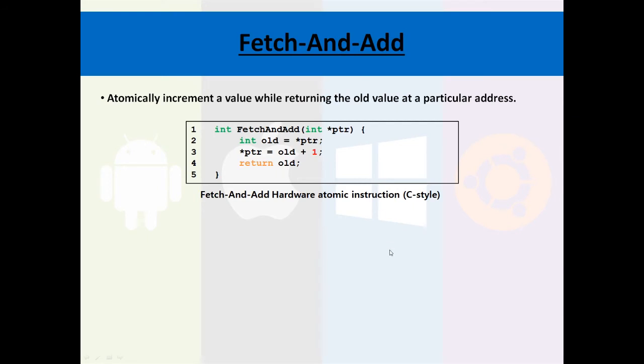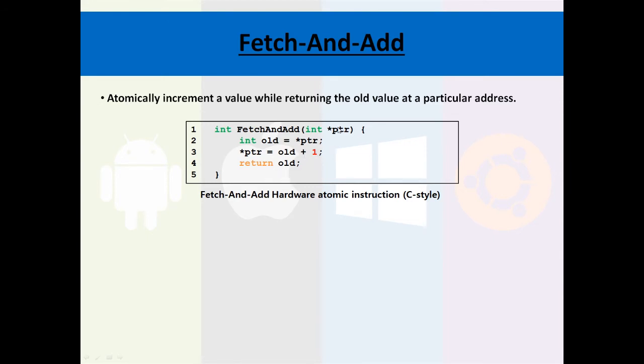Cool. So moving on to another type of lock, and that is called fetch and add. The idea here is that we atomically increment a value while returning the old value at a particular address. Now, this sounds very similar to what we had before, where we return an old value but still update a value. And that's because it's very similar to fetch and store.